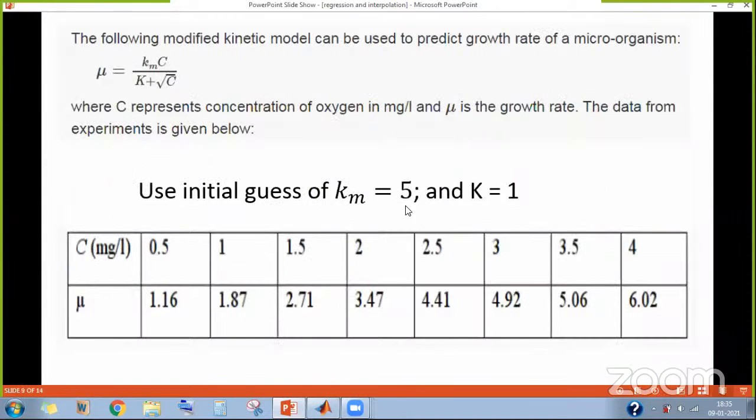Okay, so now we'll be looking into nonlinear regression. So let's say we have an equation something like this, where mu equals km times capital C by K plus root of C. And the question has stated to use the initial guess of km as 5 and capital K as 1. And these are the data that we have been given: capital C and mu, where capital C is the concentration and mu is the growth rate. Okay, so there are two ways to do this.